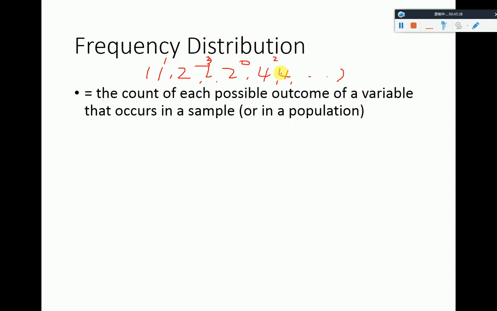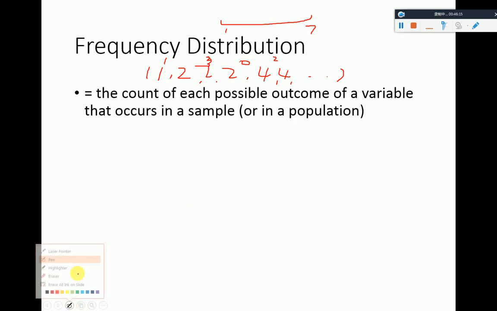We can imagine these scores are from a variable on our attitudes toward legalizing marijuana use. So all the possible values include 1, 2, 3, 4, 5, 6, 7. But we said possible outcome because 3 doesn't have to occur at all, so its frequency count is 0. Okay? So frequency distribution is essentially to list or map or graphically represent how many times each possible outcome of a variable has occurred in a sample or in a population.